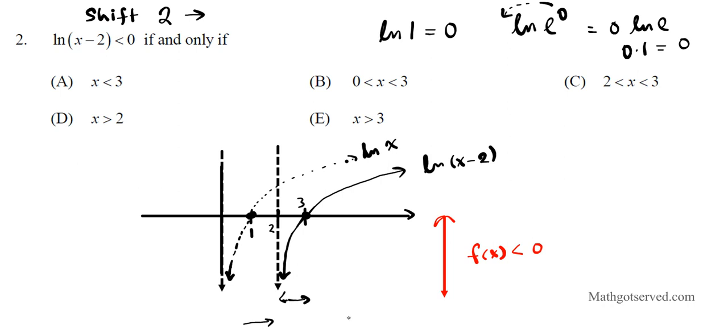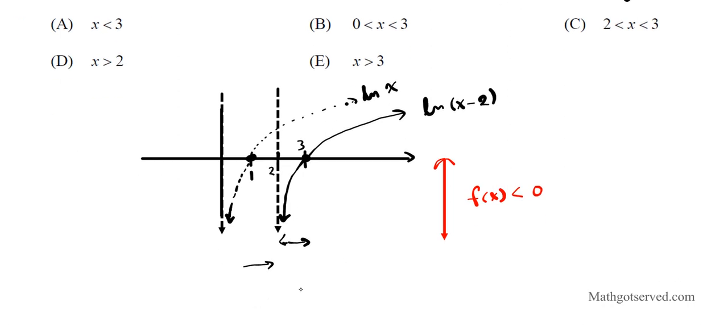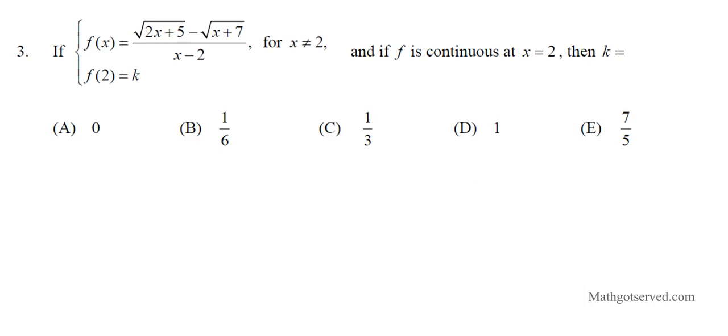How do we write that using inequality notation? This boundary between 2 and 3 can be written with the lower bound 2 less than x, and x less than 3. So this is where this function is less than 0. Remember, we have an asymptote here, and this point is excluded because the function is equal to 0 when x is equal to 3. So your answer is option C. All right, let's take a look at question number 3.